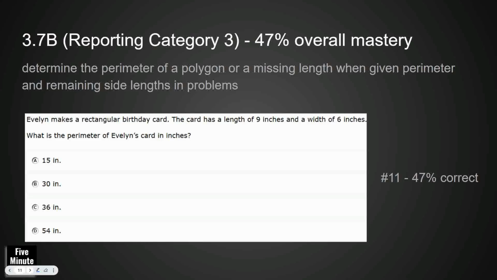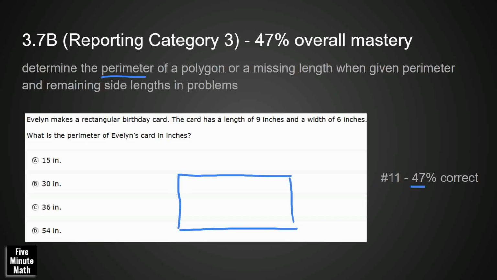Next, 3.7b, we're finally finished with the solving and representing 1 and 2 step problems. Now we're dealing with perimeter. And we've got 47% of our students that got this correct. So we have a rectangular birthday card. If you see the words rectangular birthday card, let's immediately draw the rectangle, length of 9, and a width of 6.